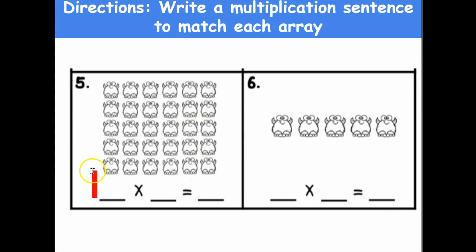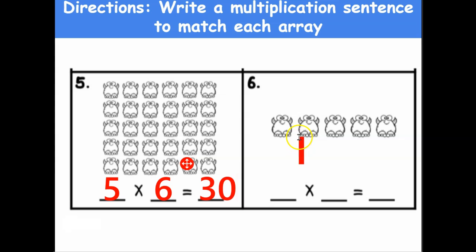All right, so now let's do this one right here. How many rows on number 5? 5. So I have 1, 2, 3, 4, 5. 5 is for how many rows I have. How many in each row? 6. I'm going across, so that's 6. So what's 5 times 6? 30. Good.